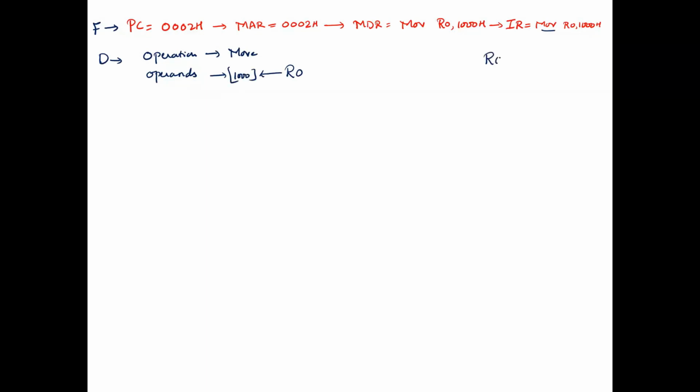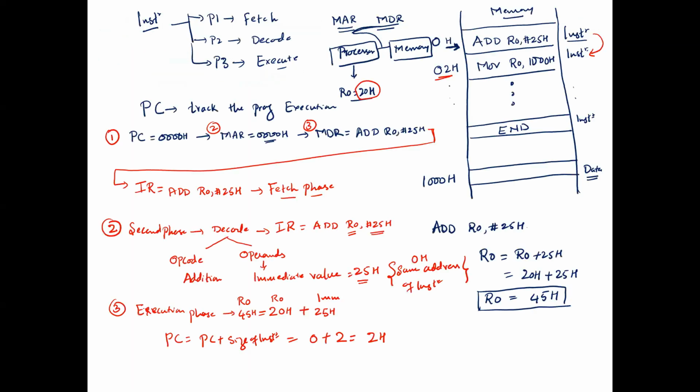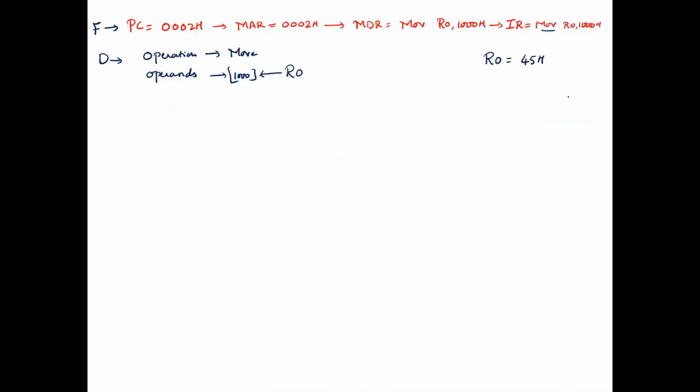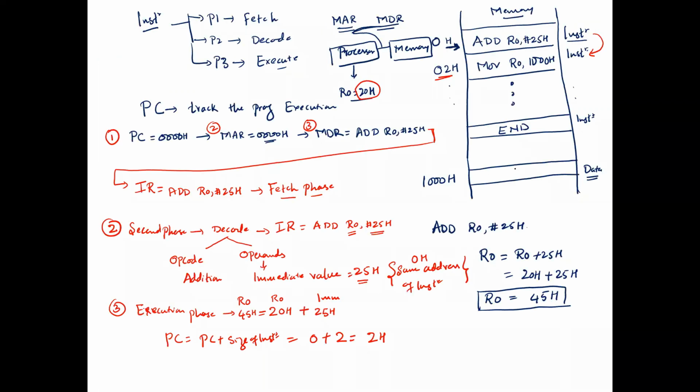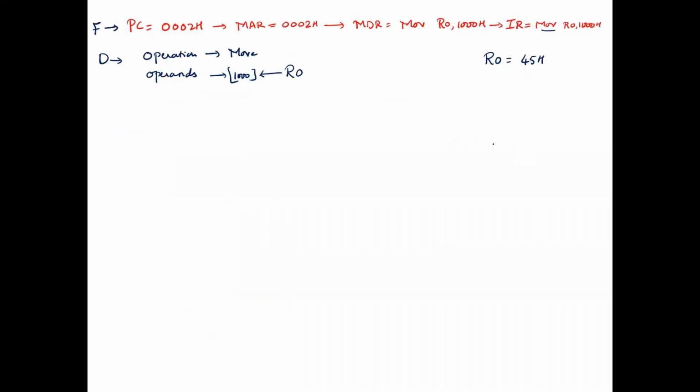For example, the content of R0, I will assume it as 45H. The previous content of R0, after addition, has become 45H. So I will consider the current value of R0 is 45H. Now this 45H needs to be moved into 1000H, right? So this 45 needs to come and be placed here. Now how will it go and place it there? First, it will identify this address, which is available in that instruction after decoding.